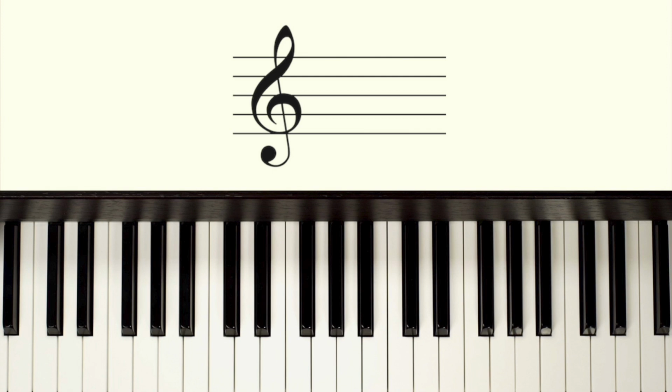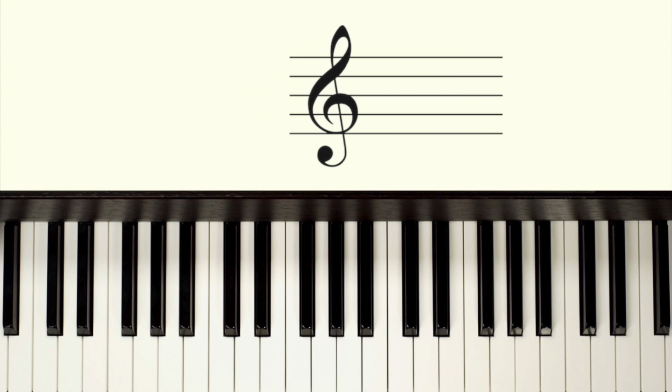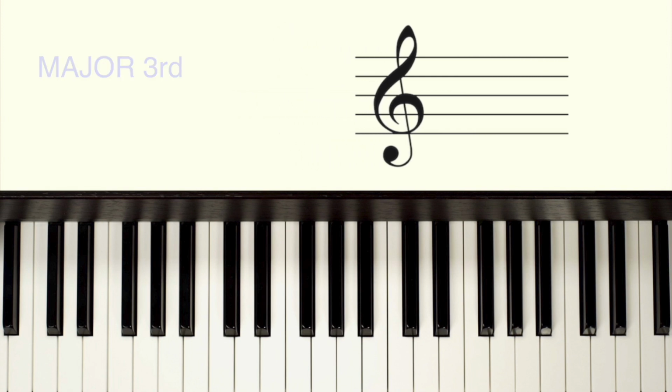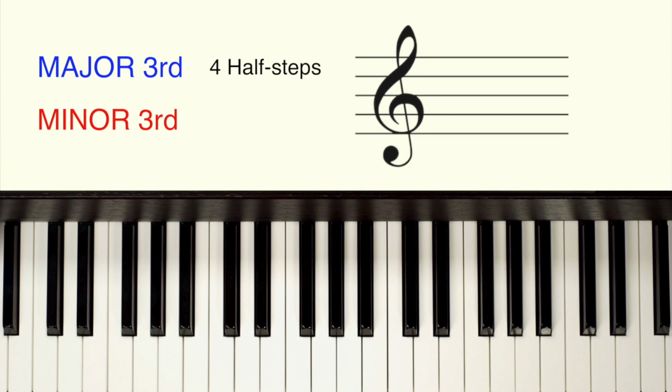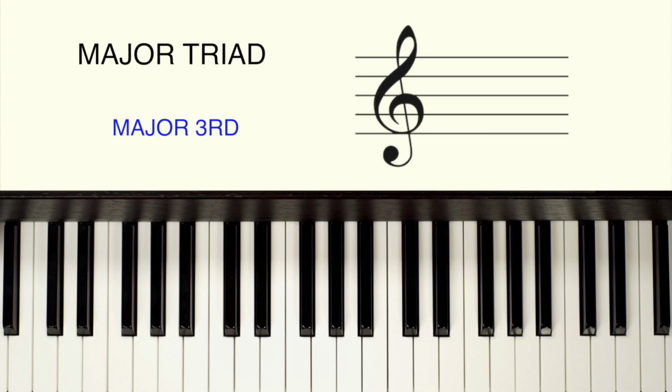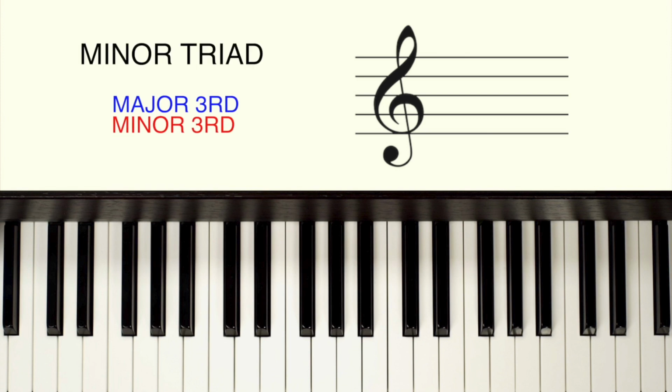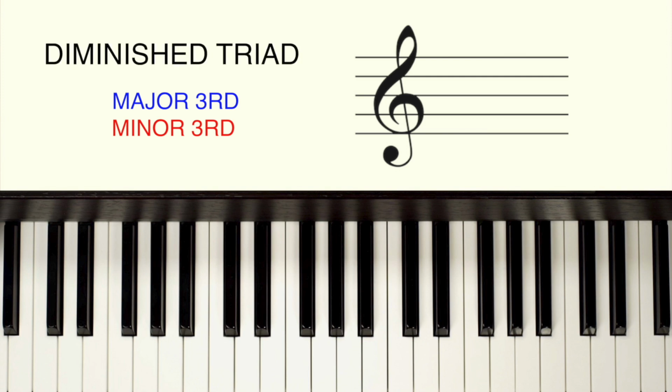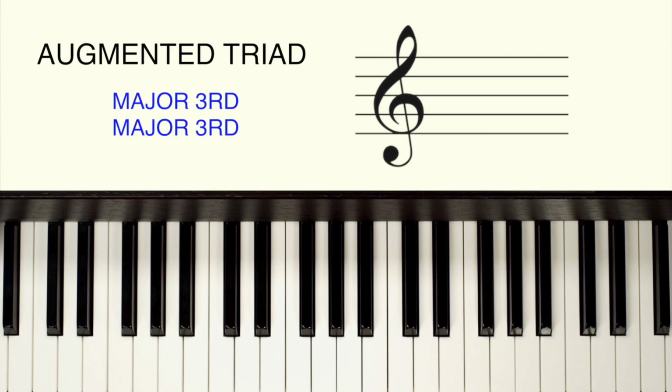So those are the 4 kinds of triad. Let's do a quick review. Triads are built from major and minor thirds. A major third has 4 half steps, minor thirds have 3. The major triad has a major third on the bottom, minor third on top. The minor triad, just the opposite. Minor third on the bottom, major third on top. The diminished triad has 2 minor thirds, and the augmented has 2 major thirds.